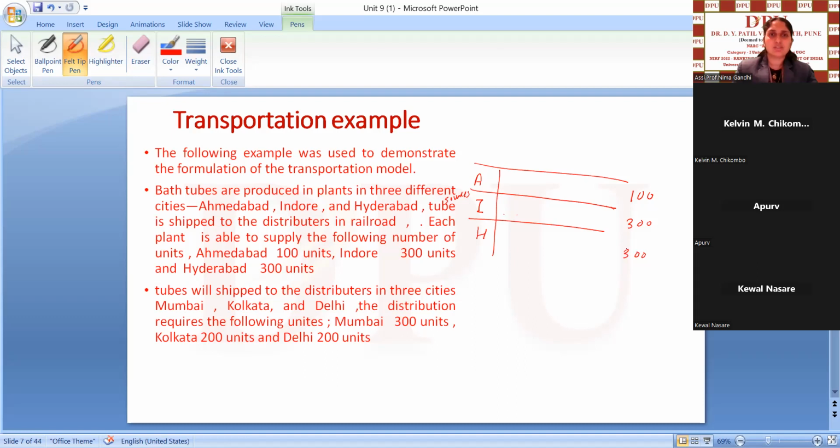Tubs will be shipped to the distributors in three cities. Now, these are the destinations. So, which destinations? Mumbai, Kolkata, and Delhi. Okay. So, the distribution requires the following units. Mumbai needs 300 units, Kolkata 200 units, and Delhi 200 units.